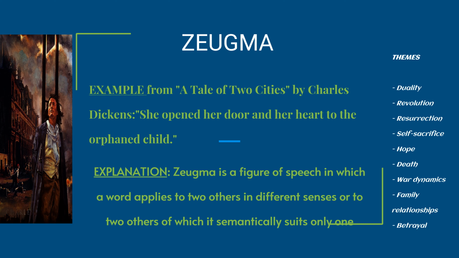2. Zeugma. Example from A Tale of Two Cities by Charles Dickens. She opened her door and her heart to the orphan child. Explanation. Zeugma is a figure of speech in which a word applies to two others in different senses or to two others of which it semantically suits only one.